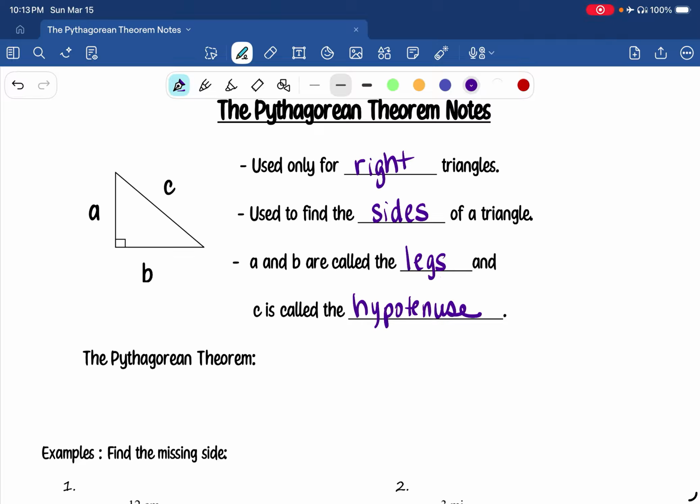The Pythagorean theorem states that if you take the two legs of that triangle, you square them and add them together, it's going to equal the hypotenuse squared. In other words, the first leg, A squared, plus the second leg, B squared, equals the hypotenuse, C squared. And we're going to use that formula to do some examples, okay?